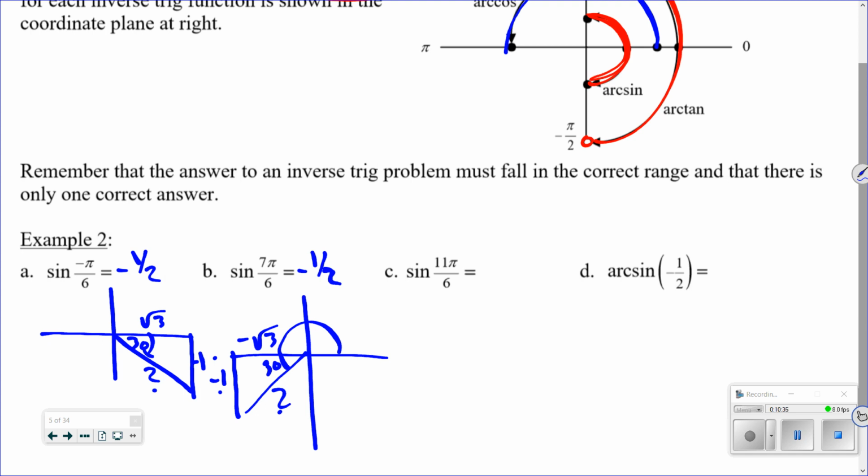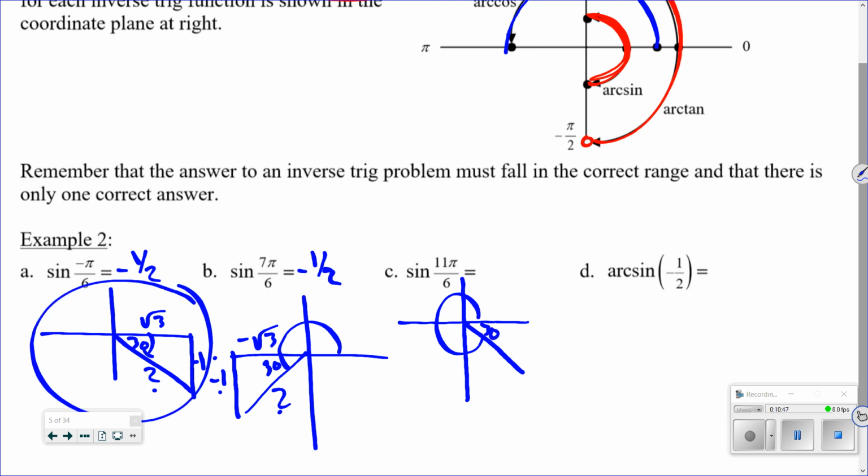Hey, let's look at sine of 11π/6. So that would be 1 and 5/6 π. That actually puts us right over here. That means it's actually the same as this triangle over here. That angle and that angle we say are coterminal. They end in the same spot. So this is -1, 2, √3. Sine is opposite over hypotenuse. So it's -1/2. So we've already done that before, right?